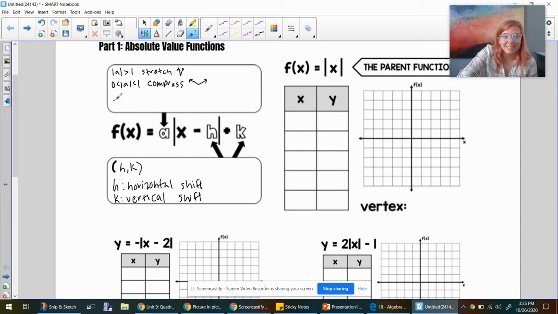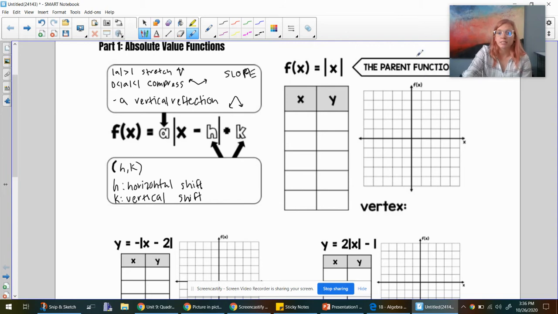When A is negative, it is going to be a vertical reflection. That just means it flips upside down. In an absolute value function, A is also the slope of our lines.